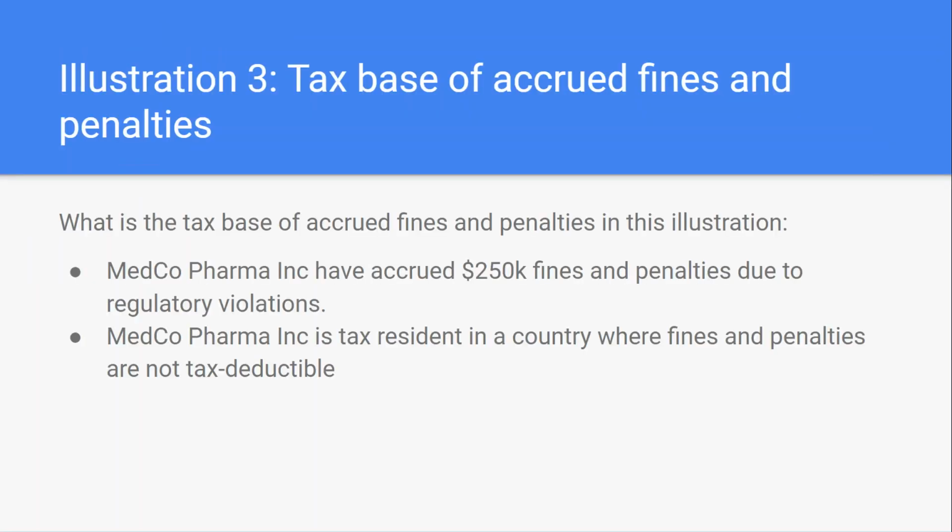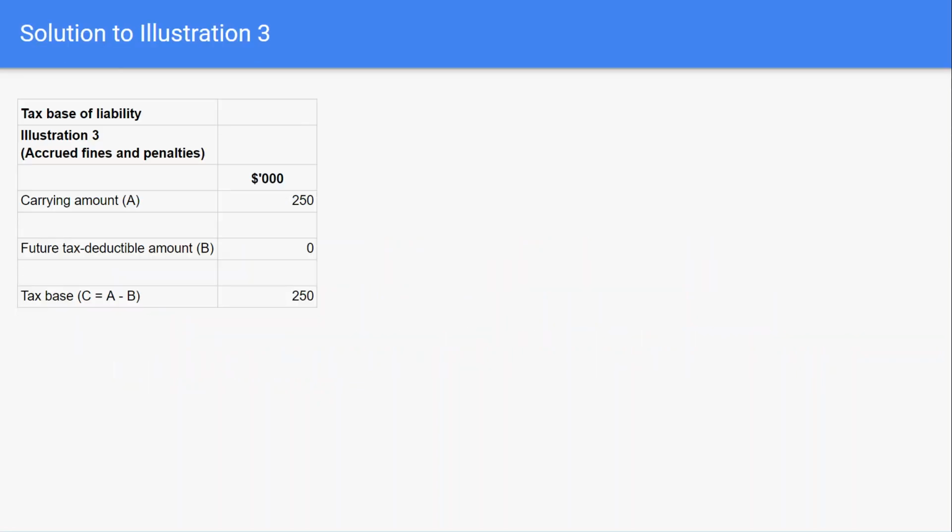And the final scenario we're going to do today is the tax base of accrued fines and penalties. So in this scenario, we're talking about Medco Pharma Inc. and they have accrued penalties and fines of $250,000 for regulatory fines. And this company is resident in the country where fines and penalties are not tax deductible. And so we want to solve the scenario now.